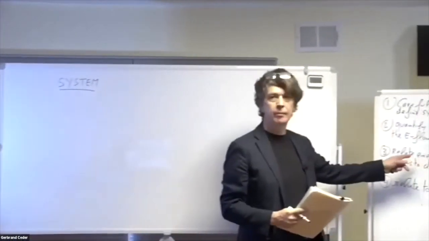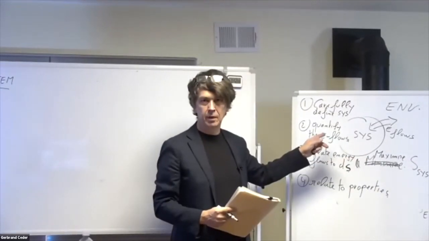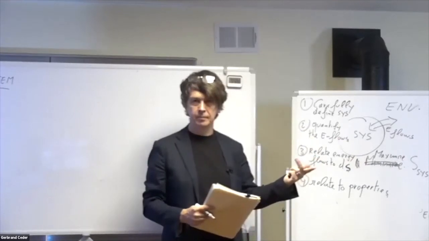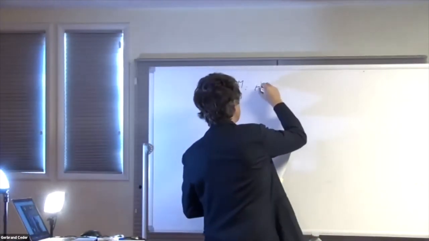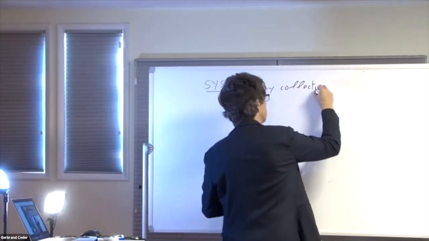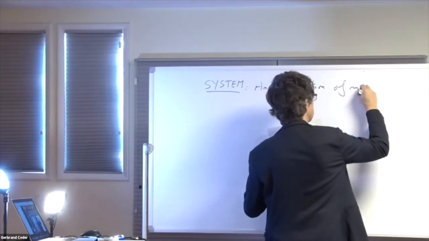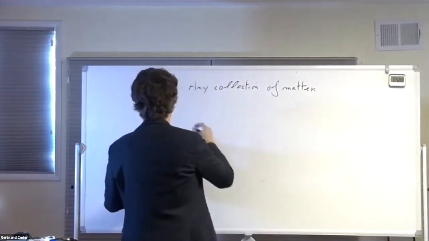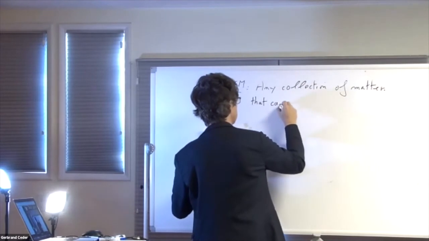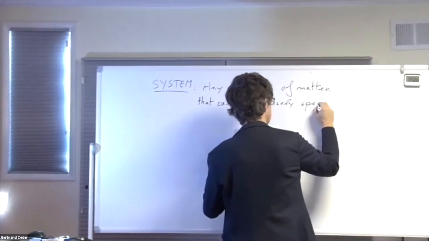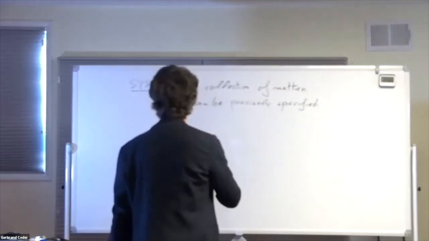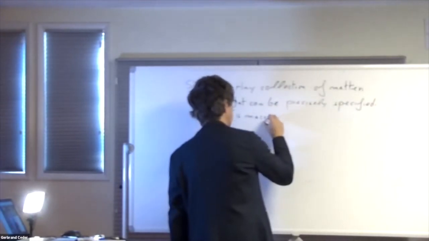So why is the system definition important? Because the system definition controls the energy flows, right? If I take a different boundary, then my energy flows are different. And I will show you later some subtle differences of this. So a system, you have remarkable freedom in thermodynamics. It's pretty much any collection of matter that can be precisely specified. And, I should add, macroscopic. But I think we know that by now.